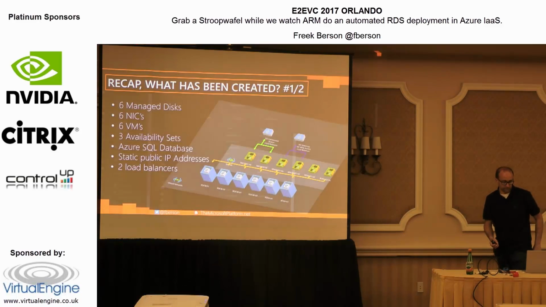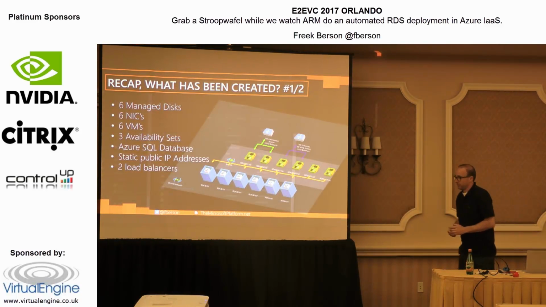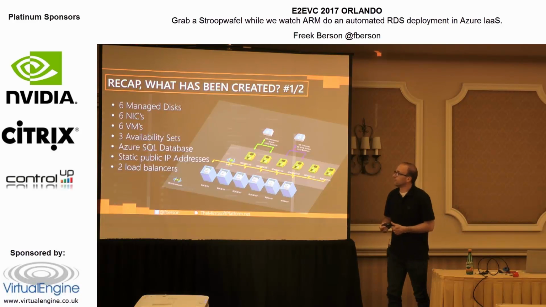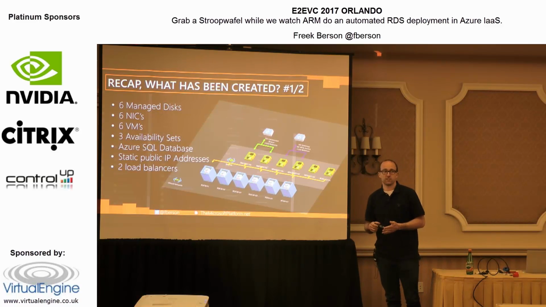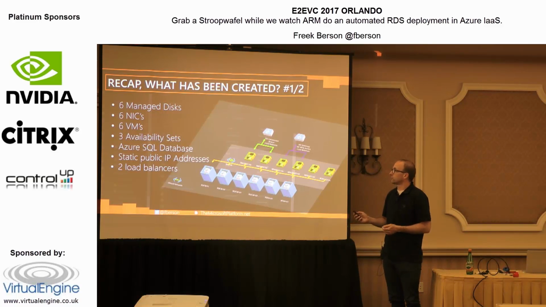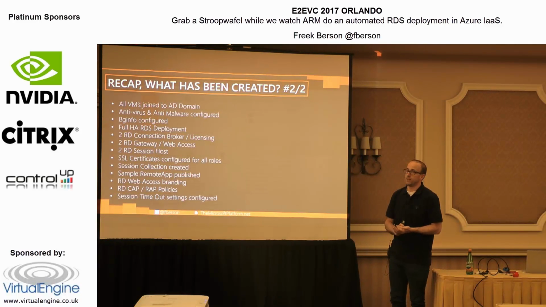These are the objects that have been created in Azure: six managed disks, six network adapters, VMs, availability sets, Azure SQL database, public IP address, and two load balancers. On top of that, this is all that's being created in RDS.